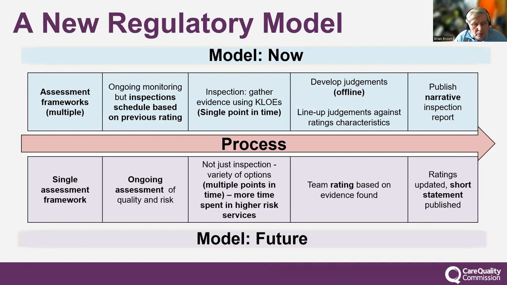So currently we have a number of inspection frameworks, and they're detailed and complex, and there's lots of duplication across them. And what we want to do is move to a single framework with a single set of expectations and a definition of quality across all of health and social care and the systems surrounding it. We're also moving away from an inspection frequency based on ratings to an approach around continual assessment and the ability to update ratings and judgments more dynamically to respond quicker to risk and to improvements to services.